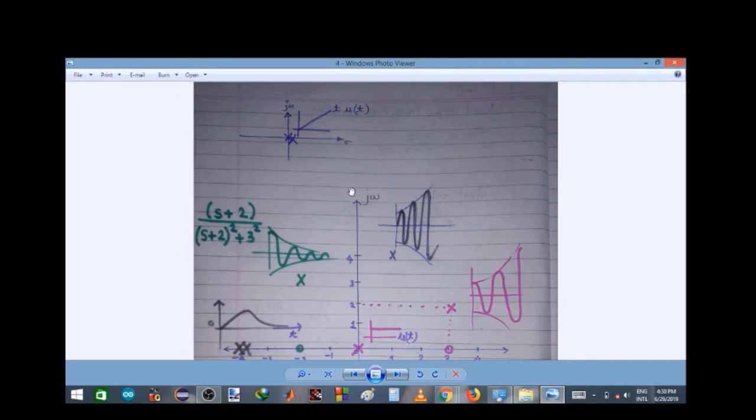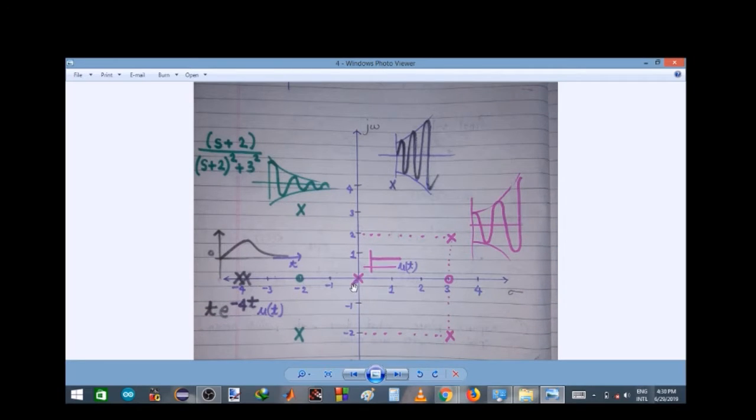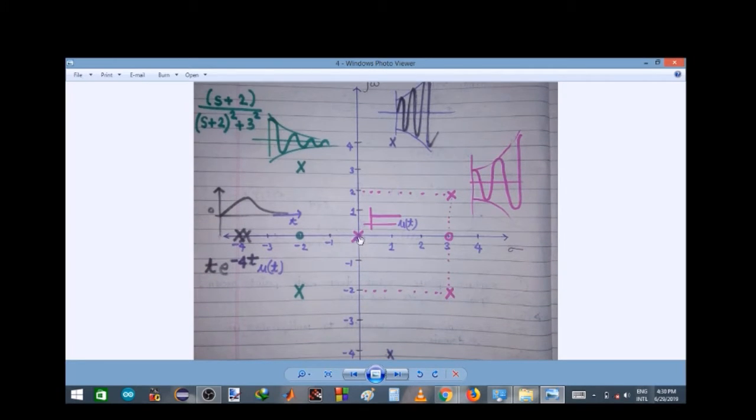Okay, we have the next slide here. First let us see what a pole at the origin means. If there is a pole at the origin, it means it is 1 divided by s. You very well know that u of t, that is 1, has a Laplace transform of 1 divided by s. So 1 divided by s, with s equal to 0, means this point. So this point represents u of t.